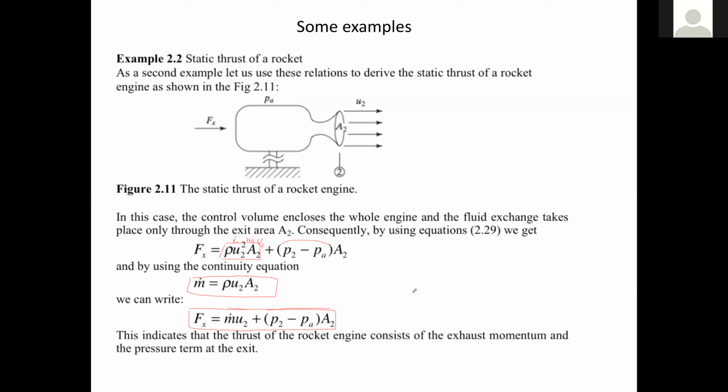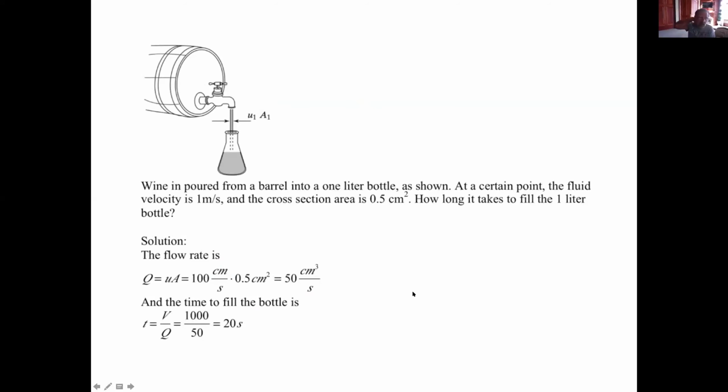Okay, let's do another one. Let's make life more complicated. Oh no, this one is for the flux. We go back to the beer or whatever. Let's say wine. So we have an area here, which is 0.5 centimeters squared. You open the tap, and the liquid, which happens to be wine, is coming down at 1 meter per second. That's the velocity. So how much is the flow rate?